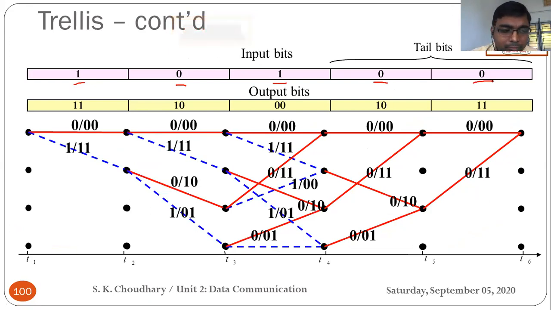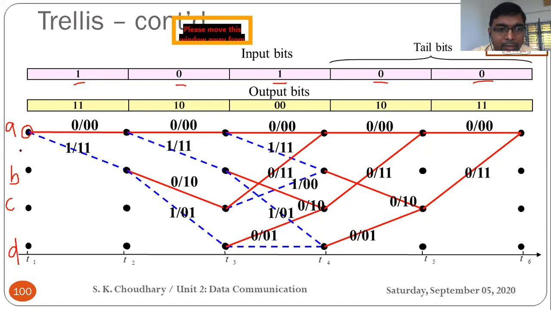Okay. So in this case, you can always start from the 0 0 state. You always start from the states A, B, C, and D. At time T1, you would be at the 0 0 state. Two possibilities, 0 and 1. Okay. So you would again enter two states, either A or B, depending upon your input. We know that we have received the input as 1, so you would follow this path.